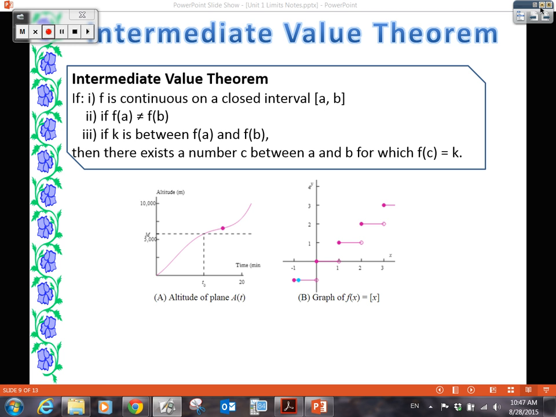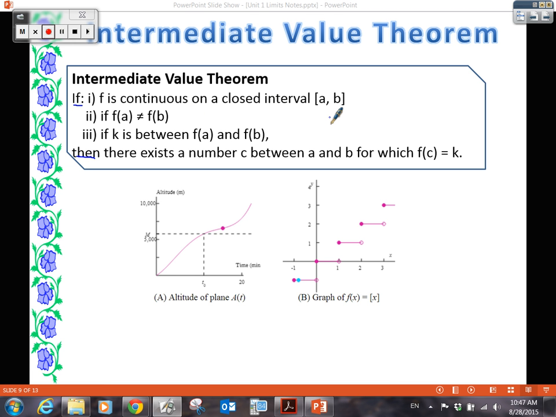We have an if and a then statement. You probably recall from geometry, the if is the criteria that needs to be true, and if all of these criteria are true, then this following thing happens. Okay, so if, let's look at the 3 criteria that have to be true. So the first is that f has to be continuous on a closed interval.